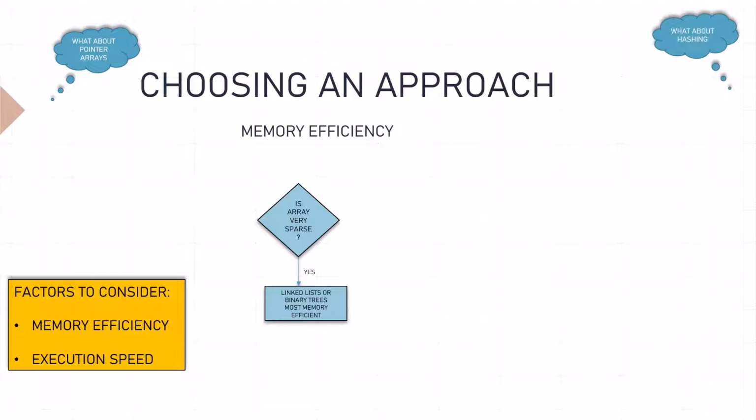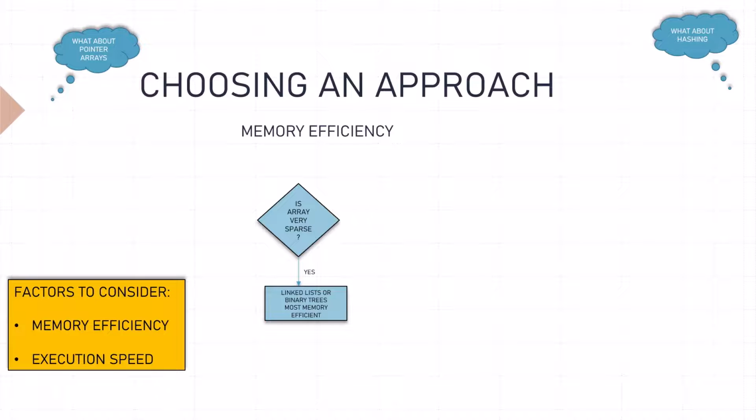What about hashing? Hashing lies somewhere between the pointer array approach and the binary tree and linked list approach. Why? Because remember, we do need a physical array when we use the hashing method. But of course, that array is going to be much smaller than the pointer array, right? But because we need that array, it's definitely going to be less memory efficient than the linked list or binary tree.